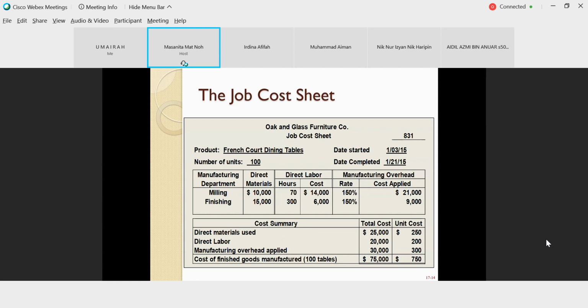Okay, so complete kan, semua information ada dalam satu page sahaja. Okay, satu page. Alright, tapi masalahnya mana nak dapat information ni, mana nak dapat figure ni. Sebab kerja you nanti ialah completekan all these cost sheet ni.